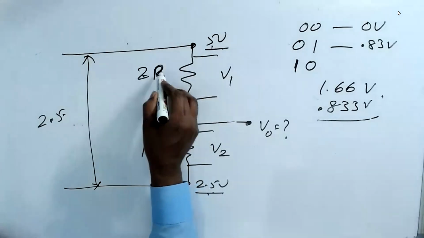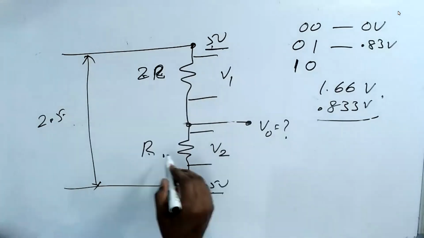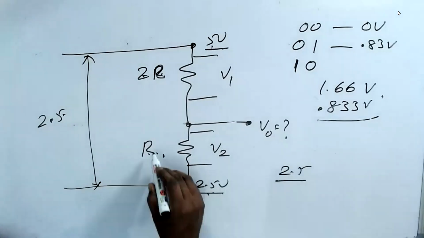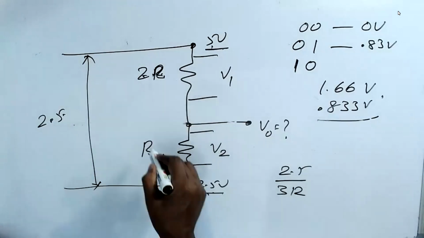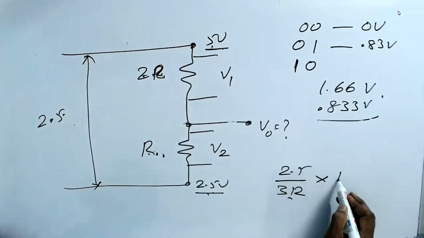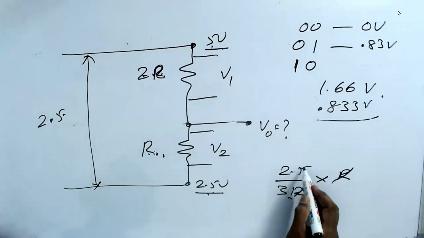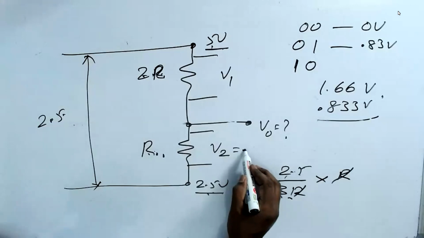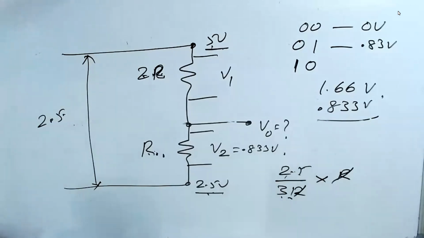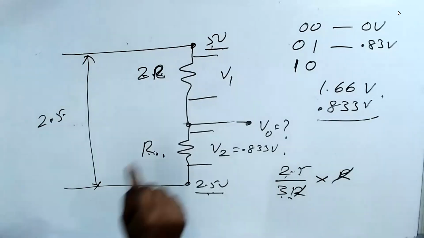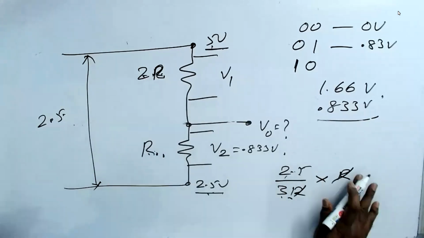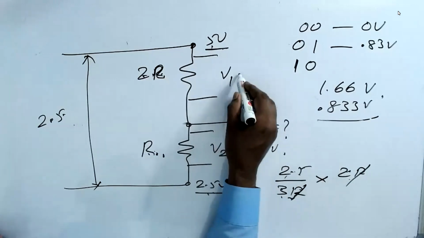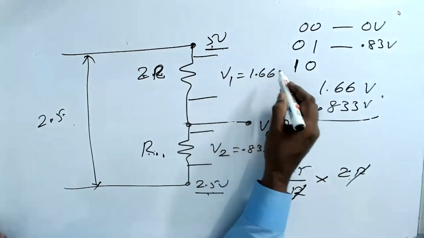This is 2R. So this is 2.5 divided by 3R, because 2R plus R is 3R, into R. So R cancels, 2.5 by 3. How much? 0.833 volt. Am I right? This one is 2R, so multiply by 2R. R cancels, 2 by 3, that is equal to 1.66 volts.